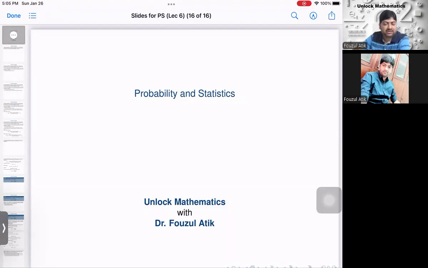In the previous lecture, we discussed the probability of equally likely outcomes, and then we discussed a couple of examples. In today's lecture, we'll be discussing conditional probability.